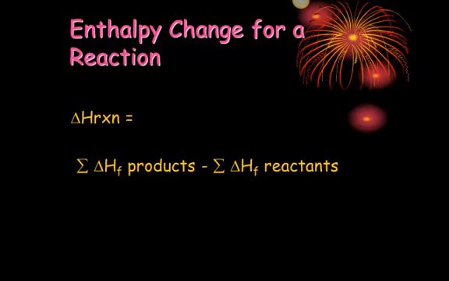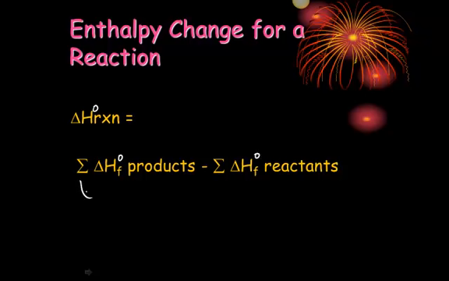Now, the equation that we're going to use with the standard enthalpies of formation that you'll be looking up on a table is that the enthalpy change for the reaction is equal to the sum of the enthalpy change of formation for the products minus the sum of the enthalpy change of formation for the reactants. Again, this is at all standard states, so there should be a little degree sign here. So go ahead and put that in.